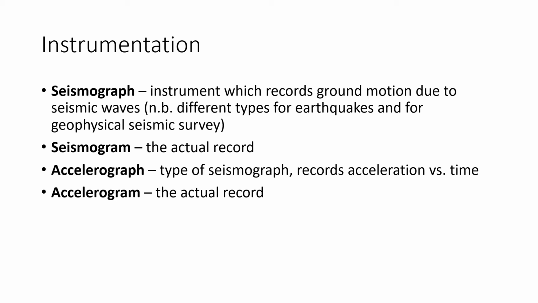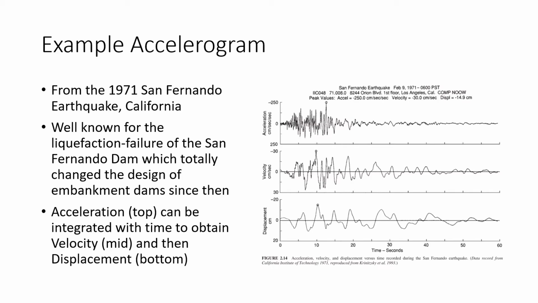Now, a seismogram is the actual recording done by the seismograph. And then another term is your accelerograph, which is just a type of seismograph. An accelerograph records acceleration versus time, while an accelerogram is the actual record of your accelerograph. This is an example of an accelerogram recorded by an accelerograph. As you can see on the figure on the right, you have three sets of squiggly lines. This is from the 1971 San Fernando earthquake in California, USA.